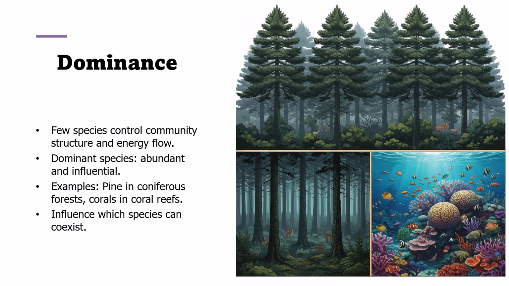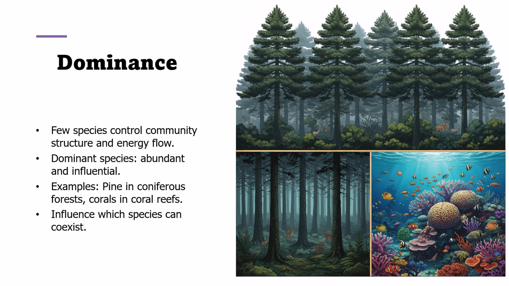Talking about dominance, not all species have equal importance in a community. Some exert a stronger influence and are known as dominant species. They are usually abundant, accompany large biomass, and control resource availability. These species determine community physiognomy and strongly affect which other species can survive in the same habitat. For instance, pine trees dominate coniferous forests while corals shape coral reef ecosystems. The dominance of certain species is not only about numbers but also about ecological influence.